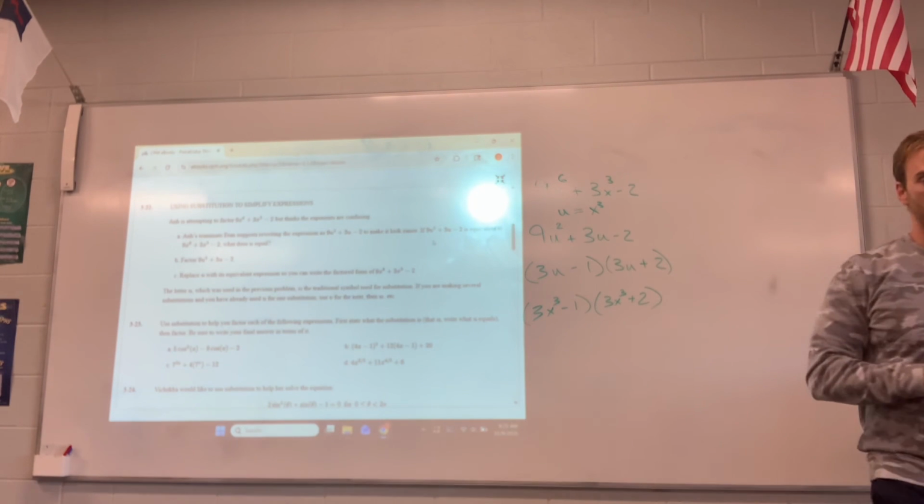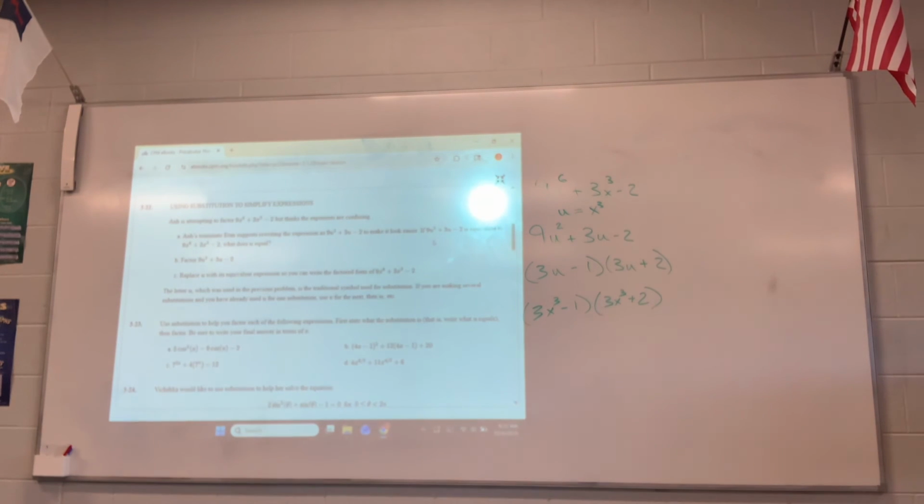Okay? So it says this, the letter u was used in the previous problem. It is the traditional symbol used for substitution. If you are making several substitutions and you have already used u for one, guess what they'll use for the next one? For the next letter to substitute. v, right? Like, duh, sure. Okay, and then if you used v and you need to substitute again, then you would go to w, etc. Right? So, all right.